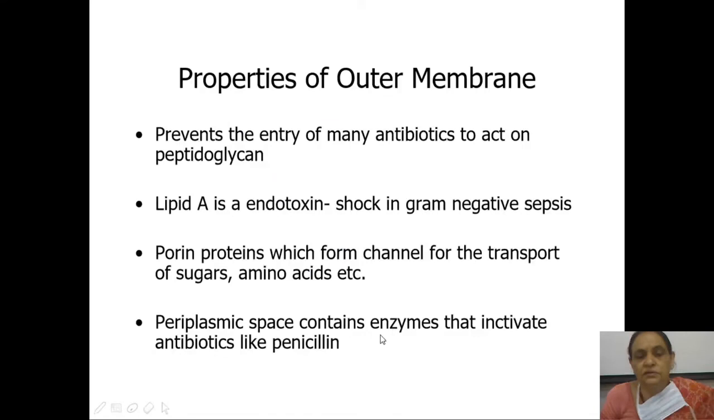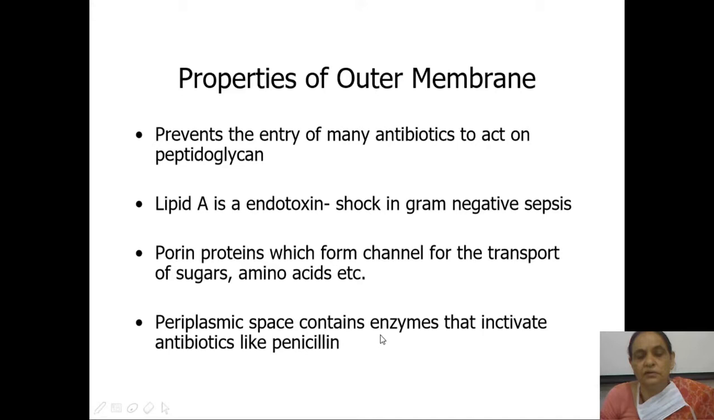So, summarizing some of the other properties of the outer membrane, it prevents the entry of many antibiotics to act on the peptidoglycan. Okay. So this periplasmic space which you see, one is this porin, which prevents, so everything has to enter very specifically. So this prevents the entry of many antibiotics, like, as I told you, vancomycin, then penicillins, some early cephalosporins, first generation cephalosporins.